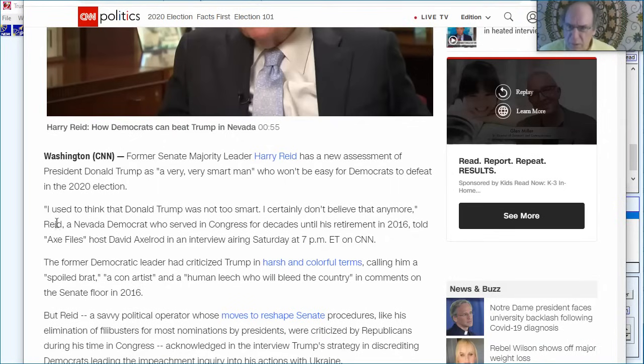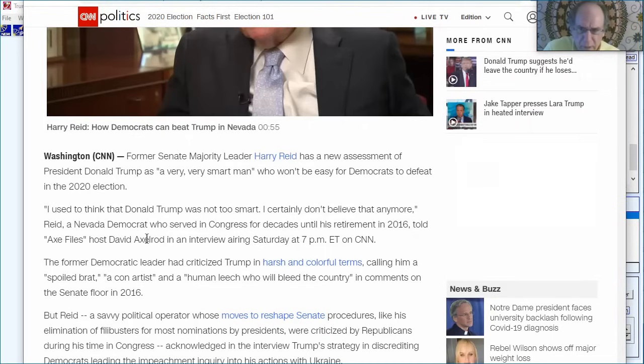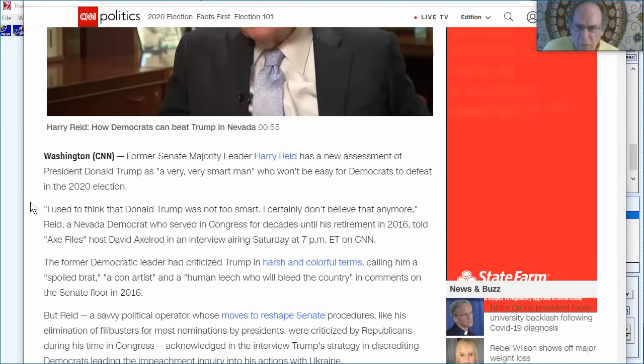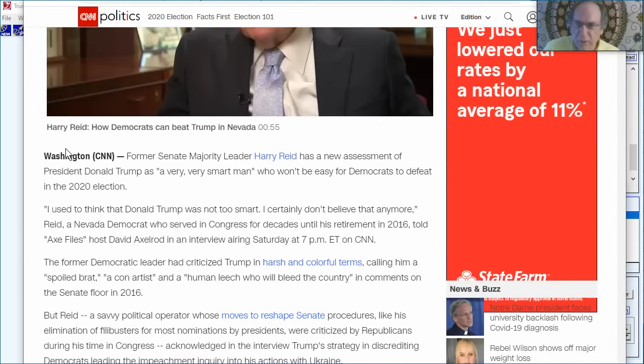This interviewer quotes Harry Reid. "I used to think that Donald Trump was not too smart. I certainly don't believe that anymore." Reid, a Nevada Democrat who served in Congress for decades until his retirement in 2016, told David Axelrod, etc.